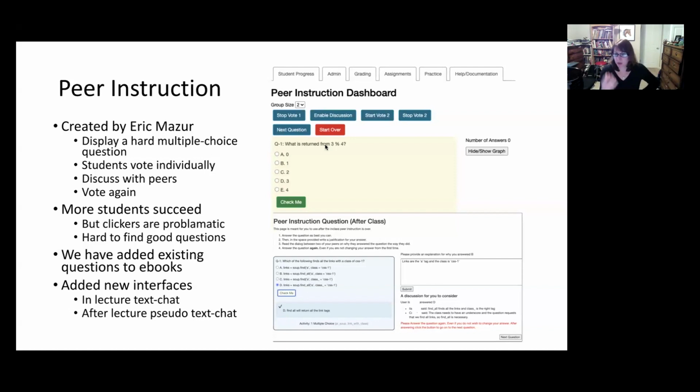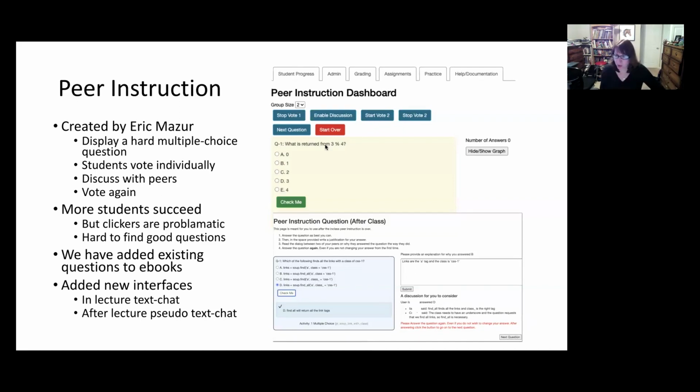Students vote individually to answer that, often with clicker devices, or you can use an ebook. They can then usually discuss with the people around them, and then they answer again. Usually the percent of people that are correct goes up from the first vote to the second vote. It's a lot like think, pair, share. More students succeed, but the clickers were really annoying, and so we decided to just add it to the ebook. We've added support for peer instruction directly in the Runestone ebooks.